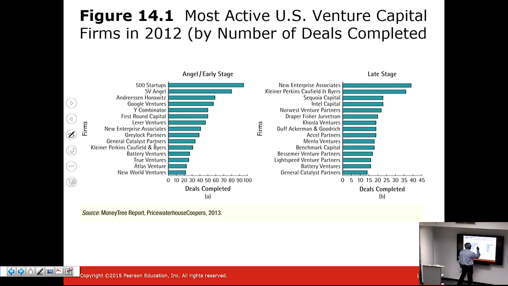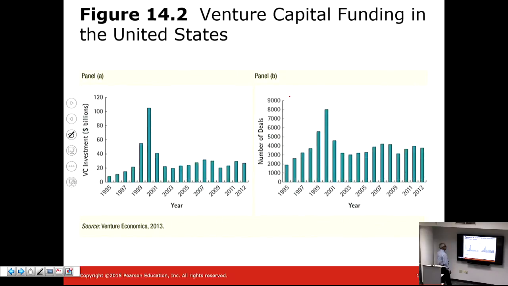One company that you saw in that Netscape video is Kleiner Perkins, which is one of the larger venture capitalist firms out in the market that specializes in technology type companies.